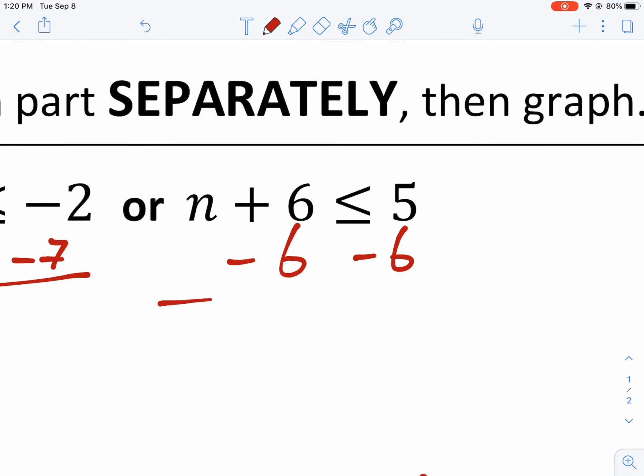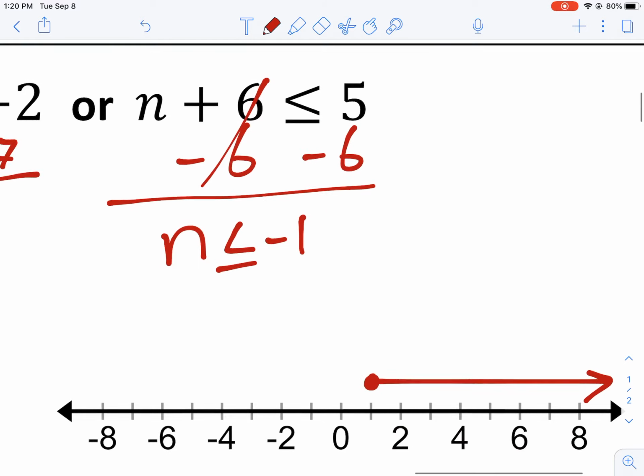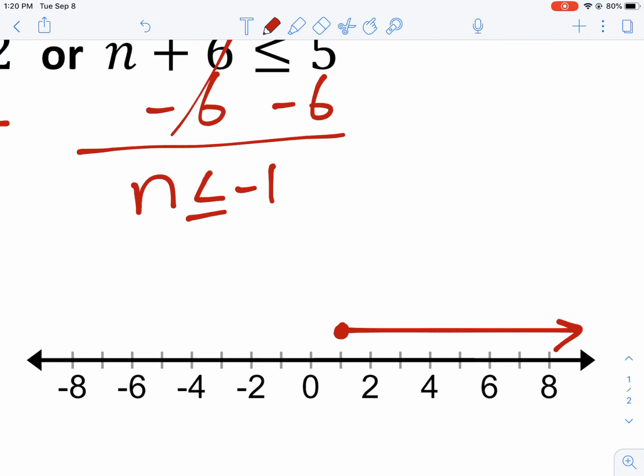And then here, this is easy to solve. Just subtract by 6 on both sides. So we've got n is less than or equal to -1. So now I'm going to put another closed dot right here at -1, and it's less than, so I'm going to go to the numbers less than -1, which are on the left.